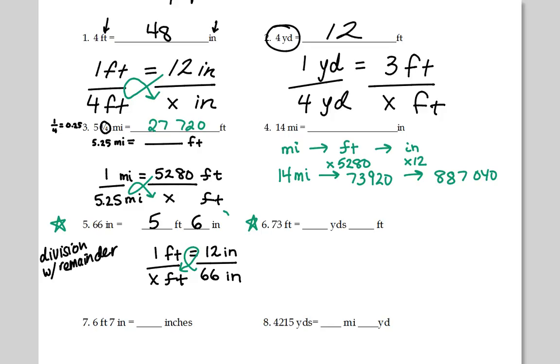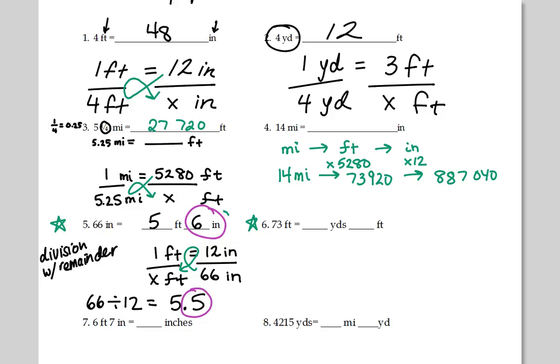Okay, now go to your calculator. Go 66 divided by 12. And what do you get? 5.5. What the heck is going on, you guys? So what does this 0.5 represent? .5 is half. Do you agree? 6 inches out of 12 inches is half. 6 is half of 12. Okay, let's keep trying this.